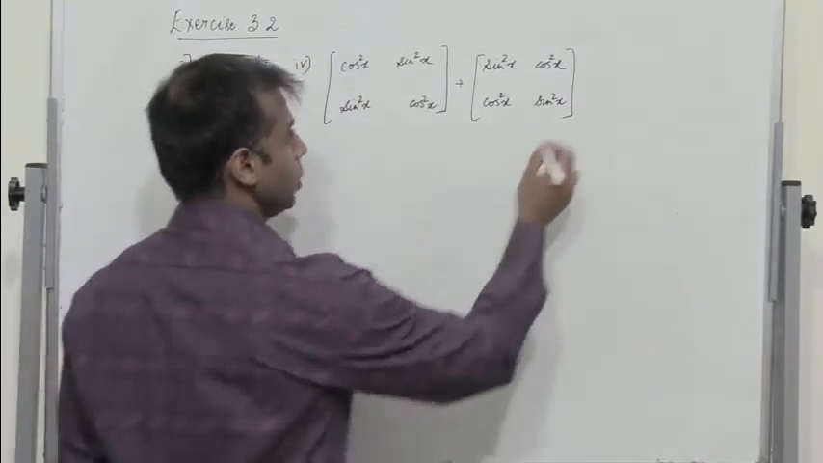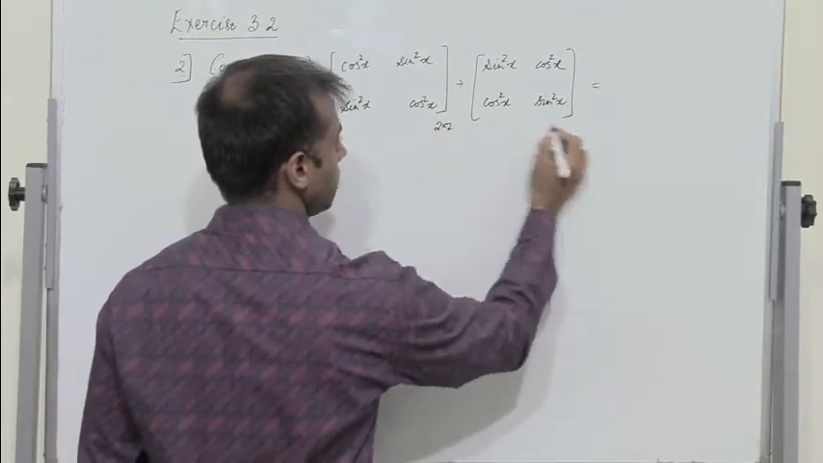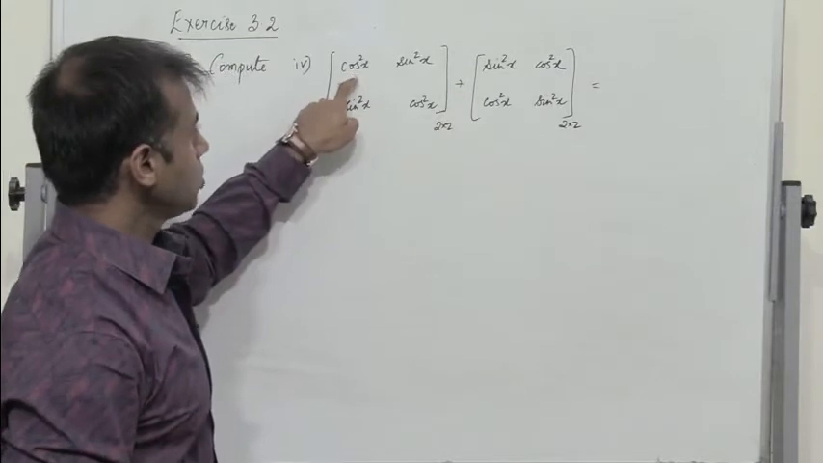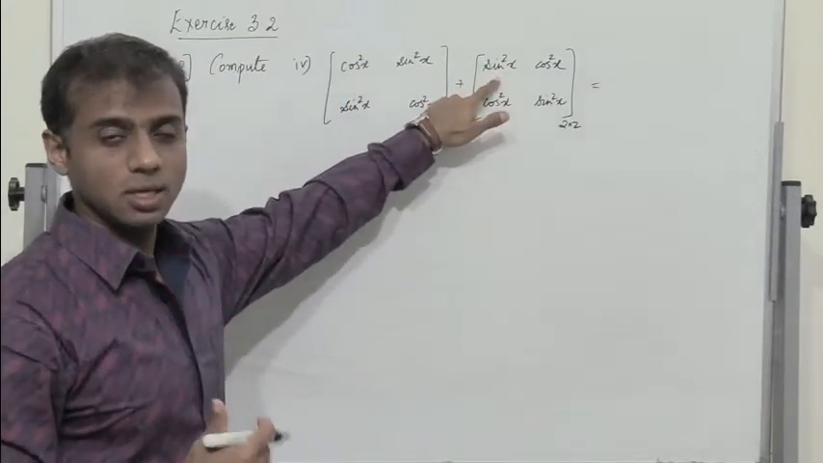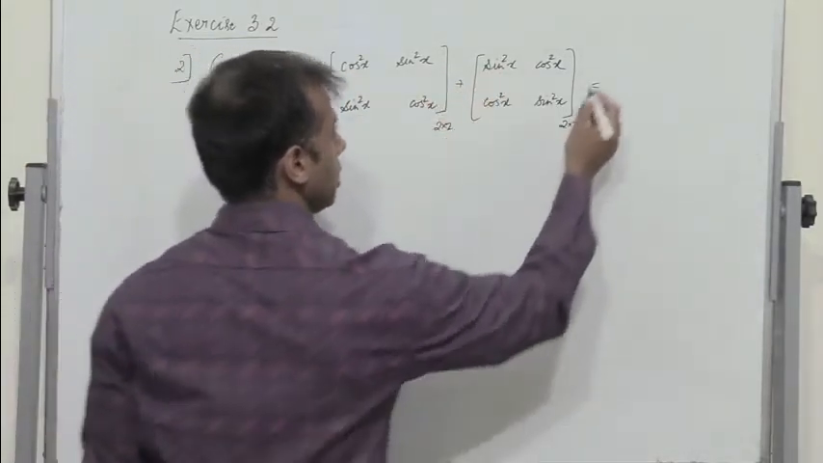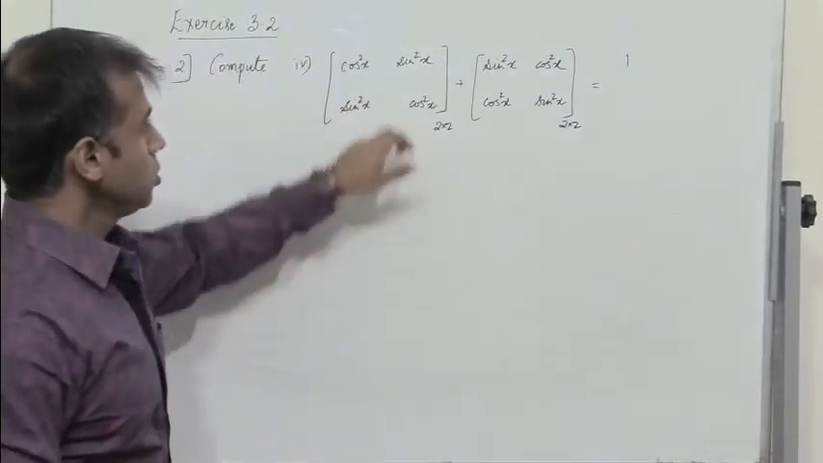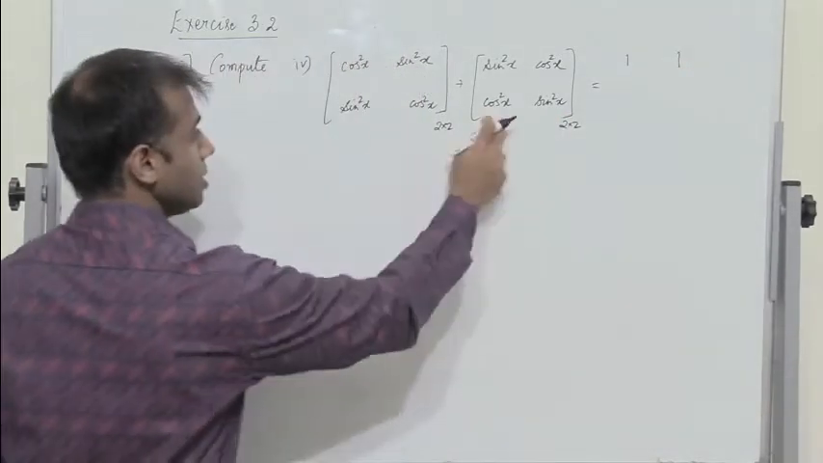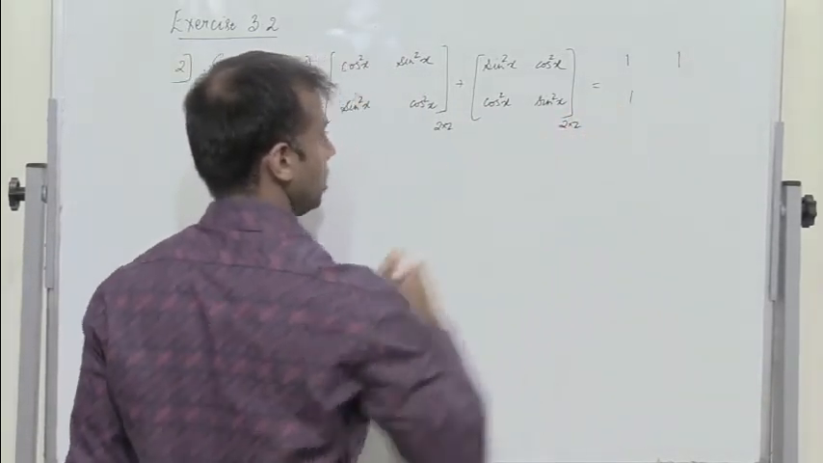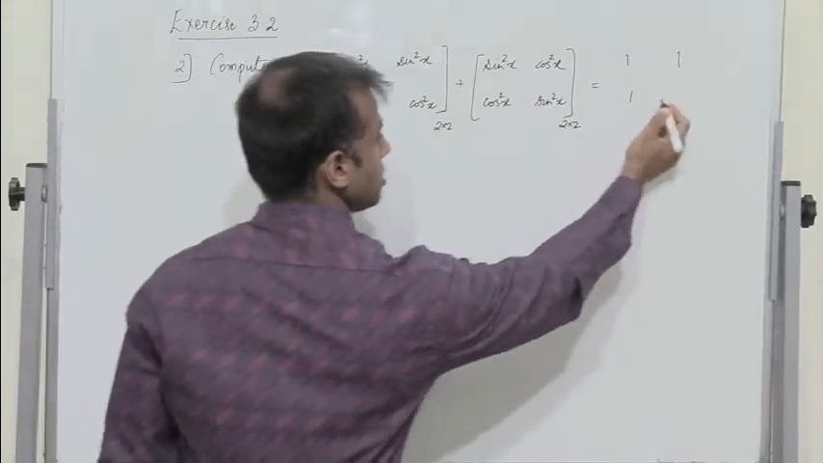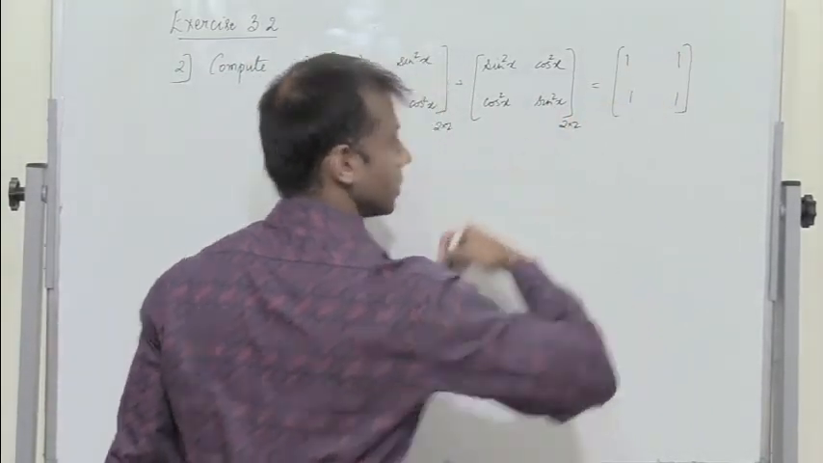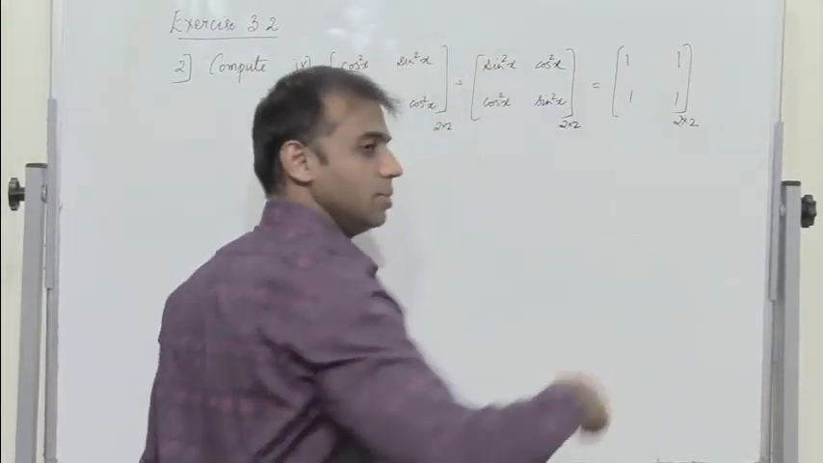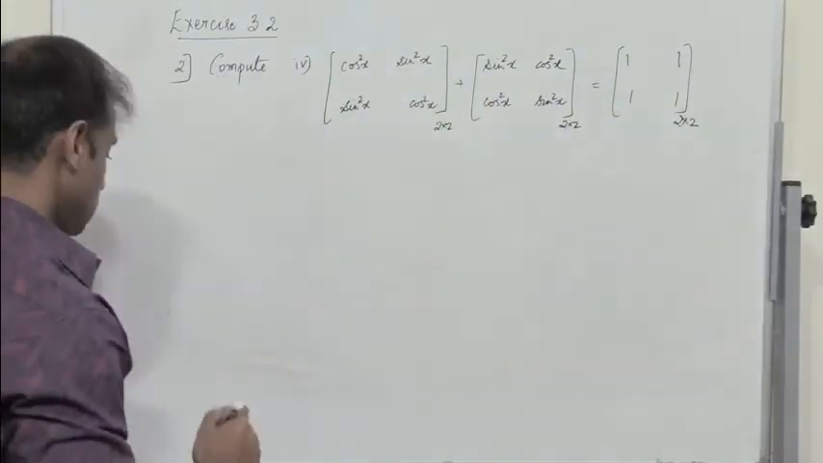So when I add the corresponding elements, this is a matrix of order 2 cross 2 and 2 cross 2. So when I add these two, I get cos square x plus sin square x. So we know that sin square x plus cos square x is equal to 1. So I get 1 here. So again sin square x plus cos square x is also 1. Add these two, I get sin square x plus cos square x is 1. And again cos square x plus sin square x is also 1. So I have a matrix here 2 cross 2 where all the elements are equal to 1.